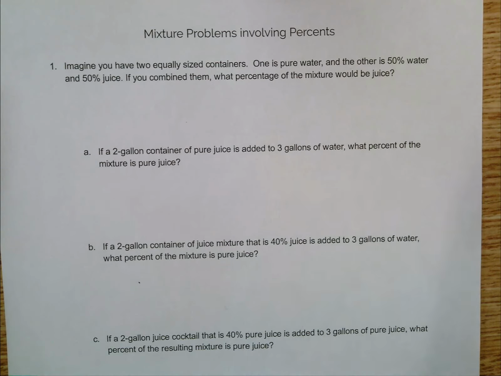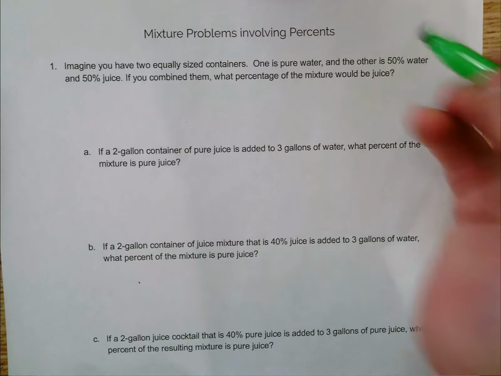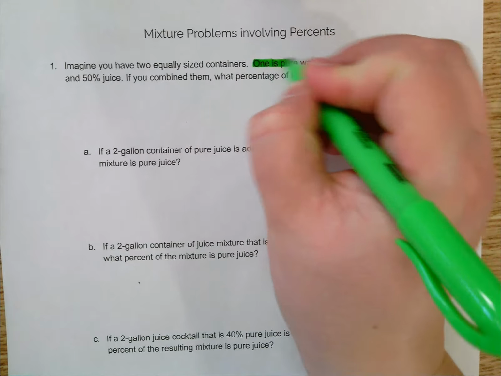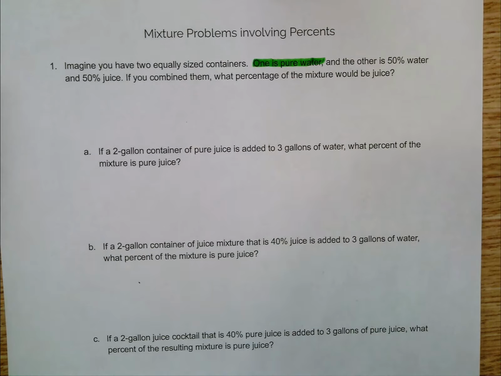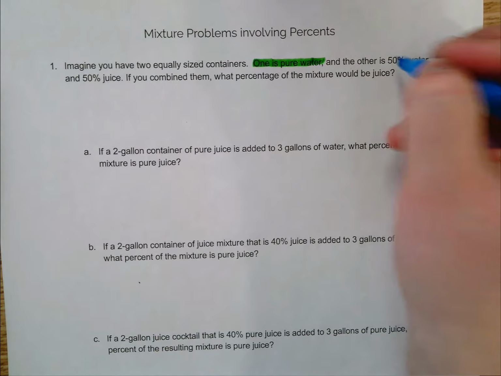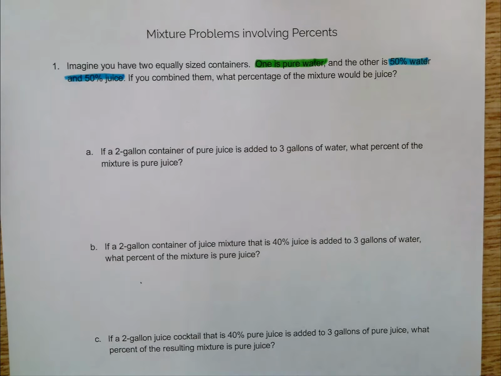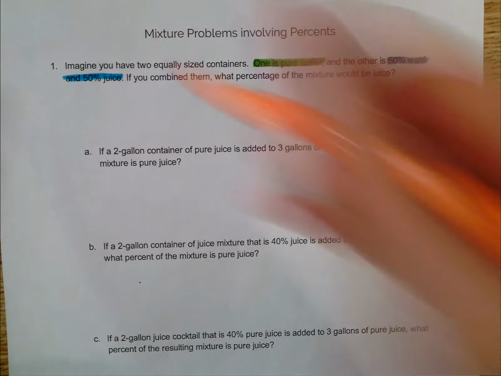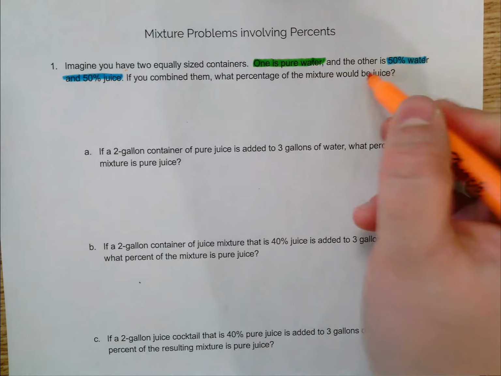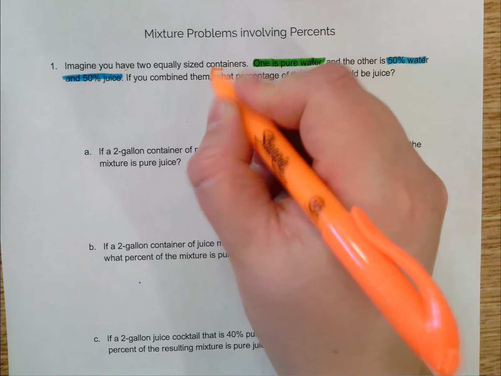Let's draw a picture. We have two containers. One is just water, so it's 100% water. The other is half water and half juice. I want to know the final amount. What percentage would be juice?